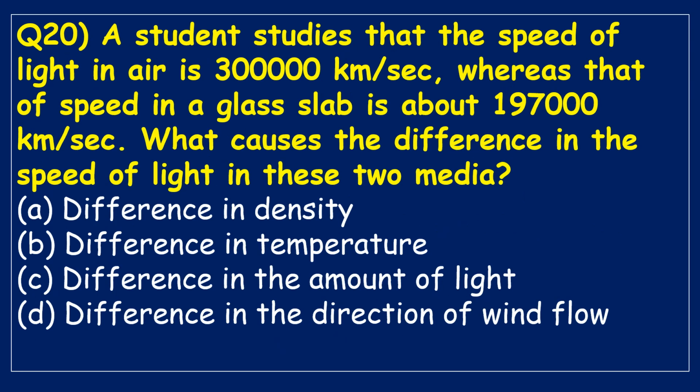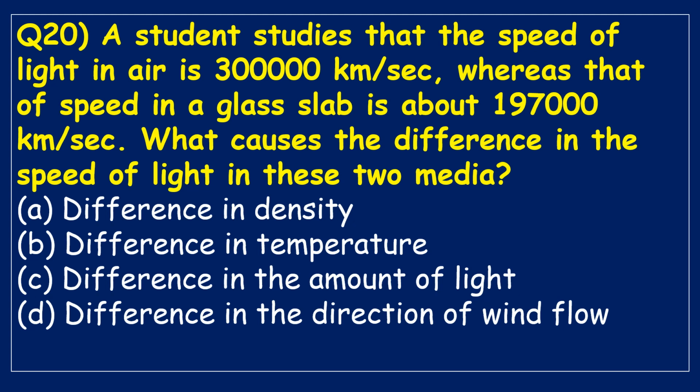Question. A student studies that the speed of light in air is 3 lakh kilometers per second, right? Whereas that of speed in glass slab is about 1,97,000 kilometers per second. What causes the difference in the speed of light in these two media? Option A, difference in density. Option B, difference in temperature. Option C, difference in the amount of light. And option D, difference in the direction of wind flow.